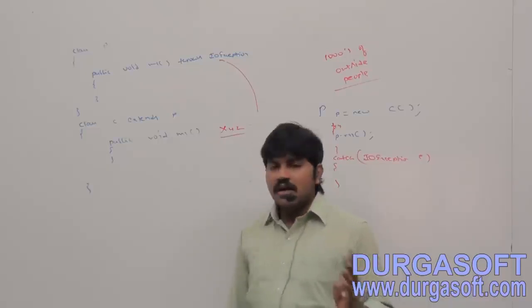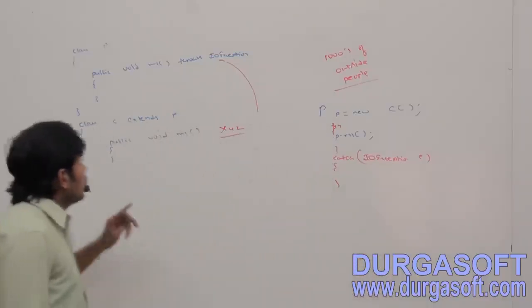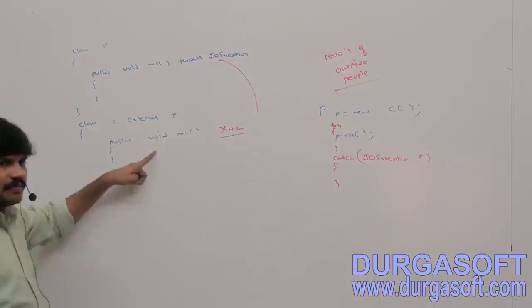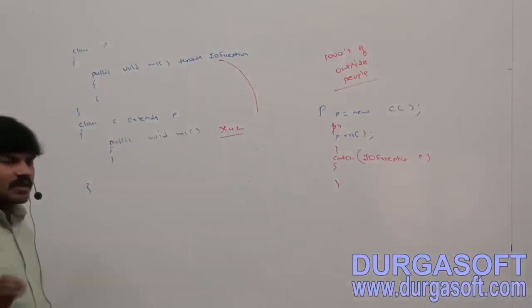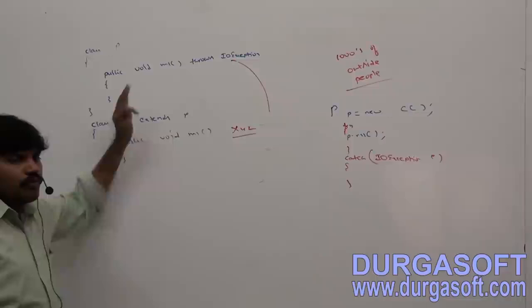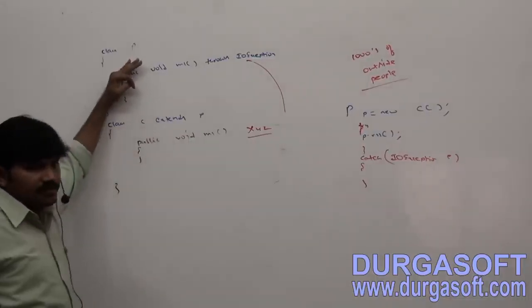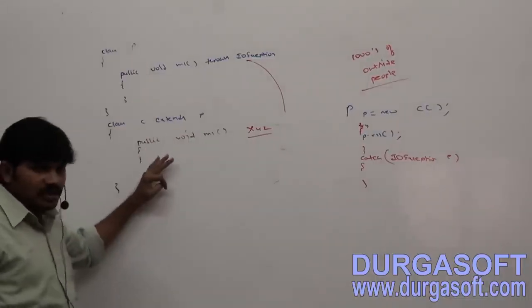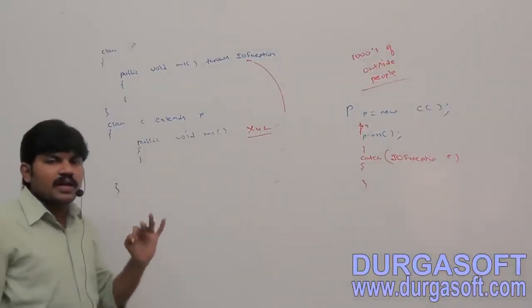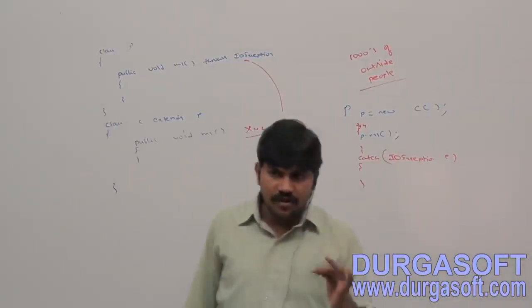Second rule: in overriding, return types must be same, but this rule is applicable until the 1.4 version. From 1.5 version onwards, covariant return types are allowed. Next, parent class private methods are not visible to the child class. So that's why the overriding concept is not applicable for private methods.